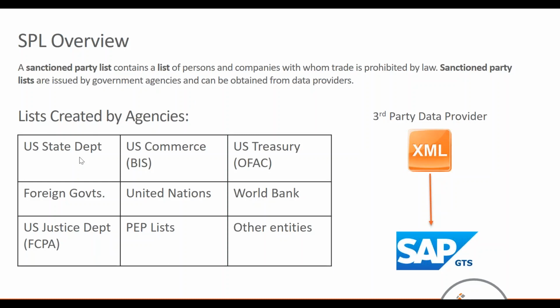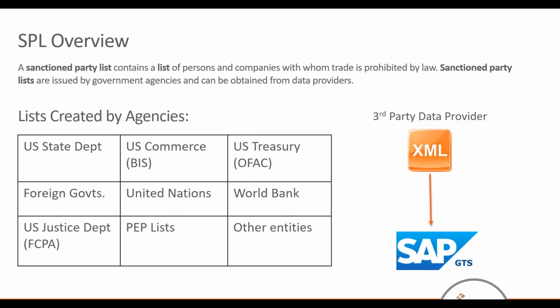Now, there are various government agencies and international agencies which monitor such parties, and they issue periodic updates. In the US, to name a few, we have the Department of State, the Department of Commerce, and the Department of Treasury, and internationally we have the United Nations or the World Bank. Each of these organizations issues its own denied party or sanctioned party list.